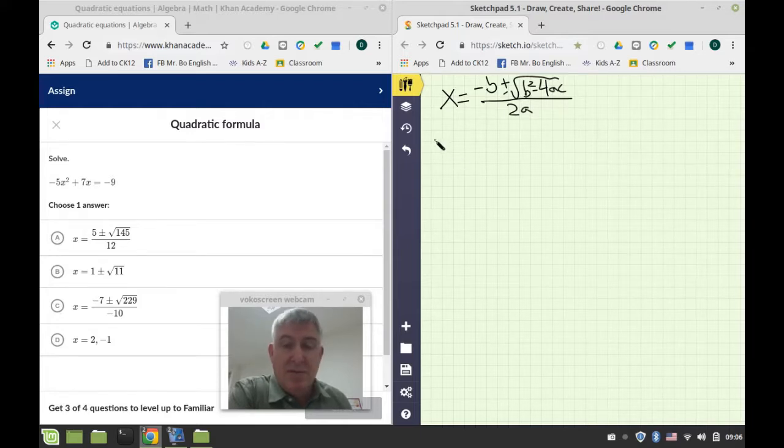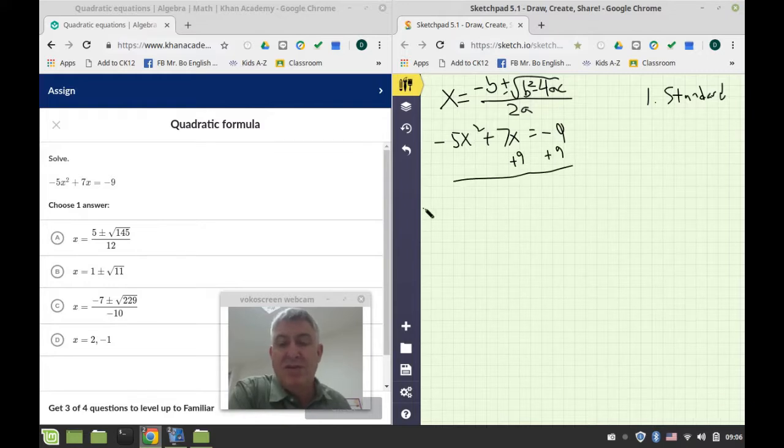So we've got our formula, negative 5x squared plus 7x equals negative 9. So we've got 3 steps, and our first step is to put it in standard form. This is not in standard form, so I'm going to put it in standard form by adding 9 to each side. Then I've got negative 5x squared plus 7x plus 9 equals 0. And okay, there we've got x squared, x, and x to the 0 power. So that's in our standard form.